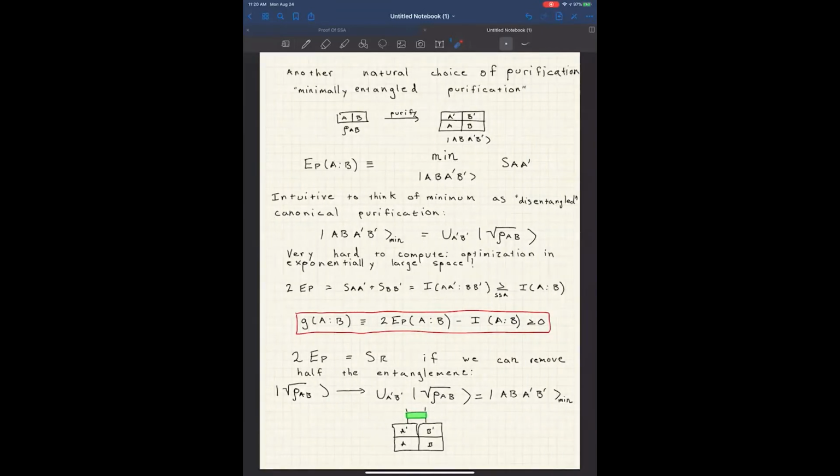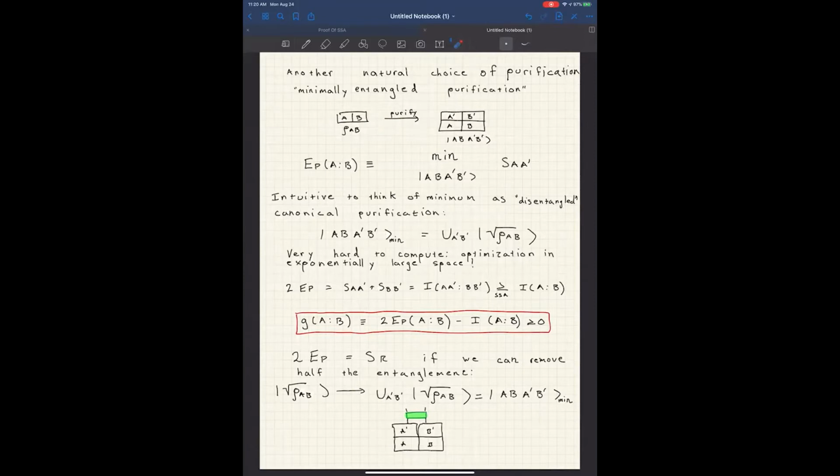Okay, so that was SR. How do we define EP? Another natural choice of purification is something we'll call the optimal, or the minimally entangled, purification. Remember this picture: we're starting with a density matrix and then we're doubling it.